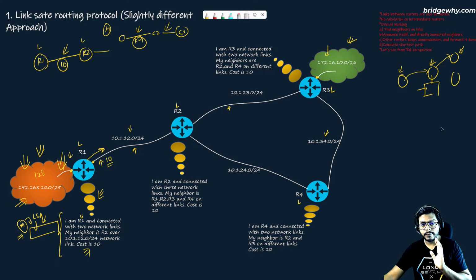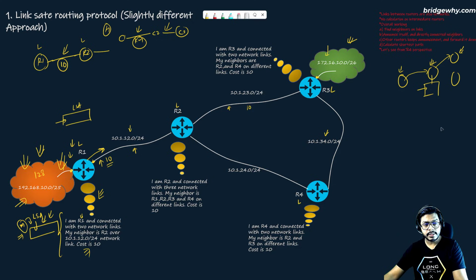So for now, in this diagram, I am saying that all the costs are 10, right? So every link we are seeing here has a cost of 10, and we are advertising only the cost of this link into this LSA, or the message, wherever I am advertising it. So R1 has created this LSA, link state advertisement. And what is written inside it? I am R1. I have two links. I have one neighbor over one link, which is R2, and my cost is 10, right?